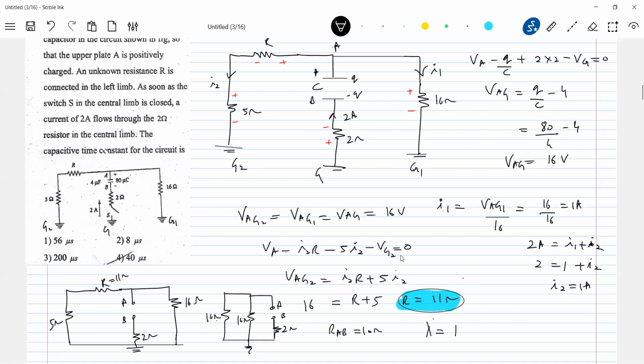Then what is the time constant of the circuit? RAB into C.